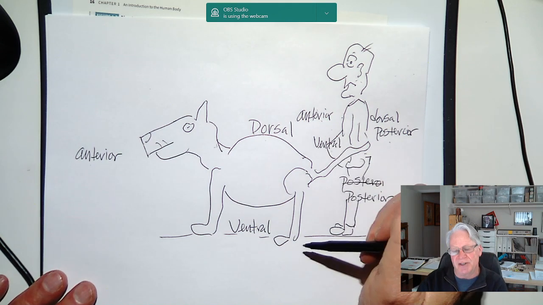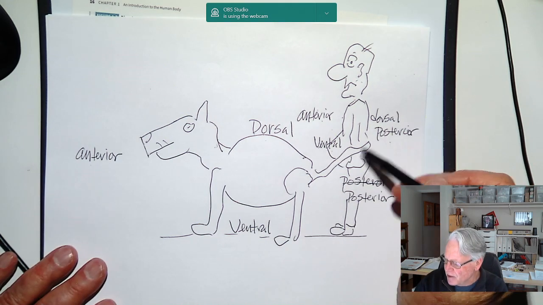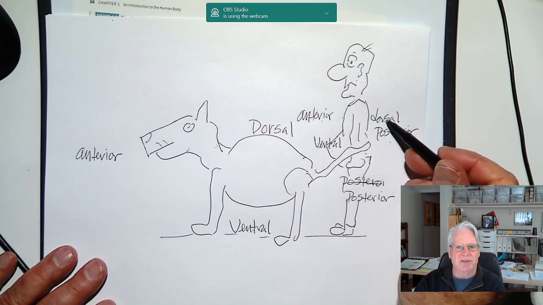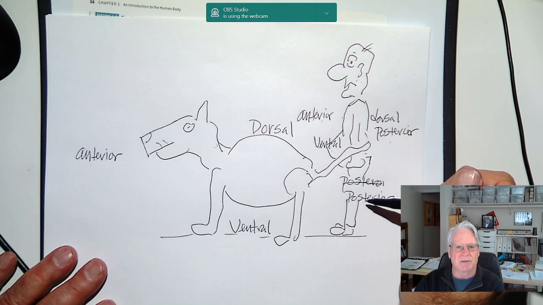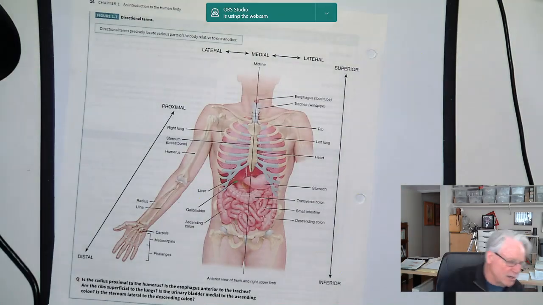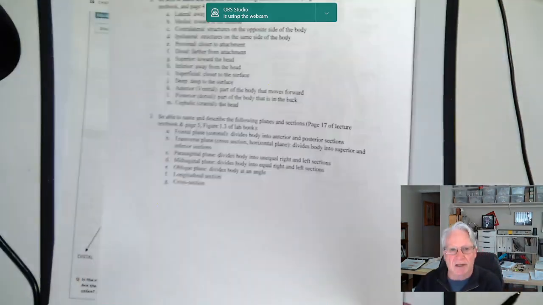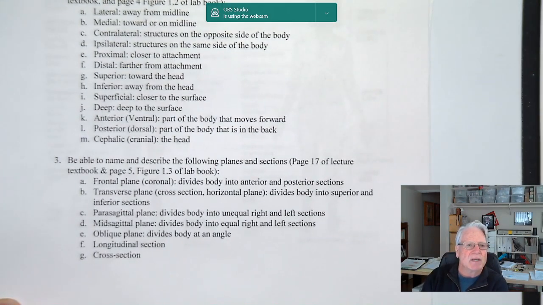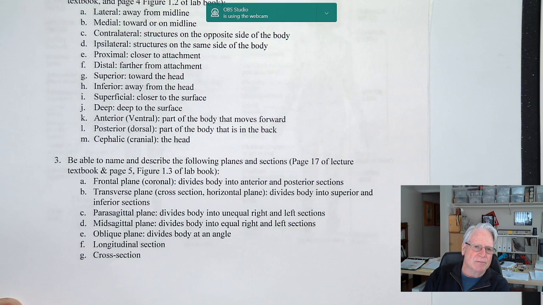Anterior and ventral are synonymous only because we're standing on two legs. Same with dorsal and posterior. They're synonymous only because we're standing on two legs. Okay. All right, so that is why when you look at that list, they are clumped together. So anterior and ventral are the same thing, even though technically they are different things. And posterior and dorsal, again, technically different, but we combine them together because we're talking about the human body.